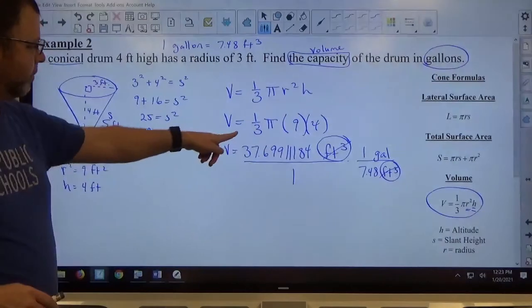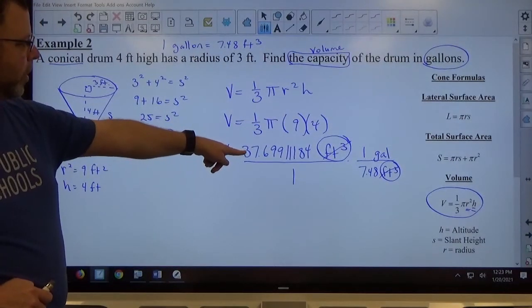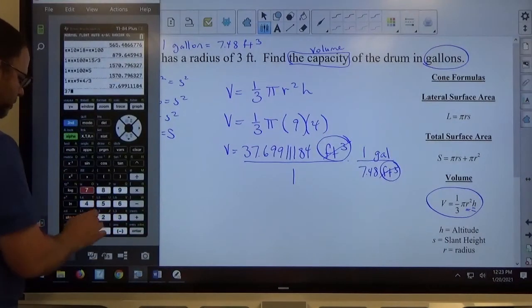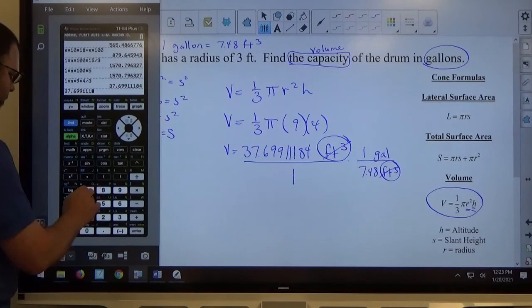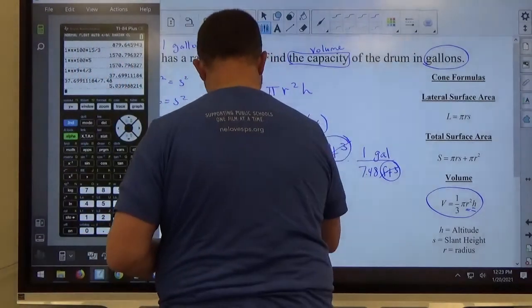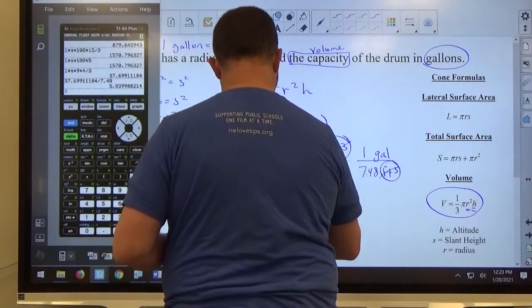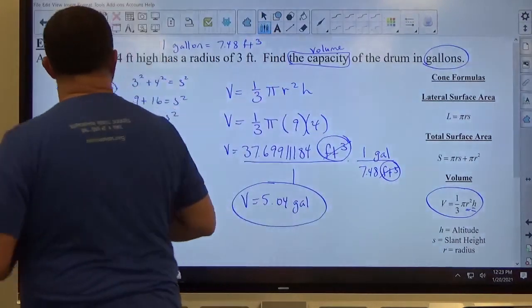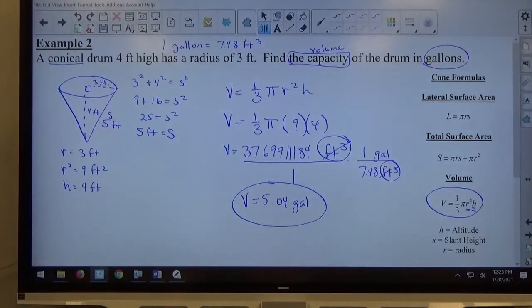To get my answer, I'm going to divide 37.6991184 by 7.48. So 37.6991184 divided by 7.48 equals 5.04 gallons. Again, they didn't specify any rounding there, so I went to a couple decimal places for it.